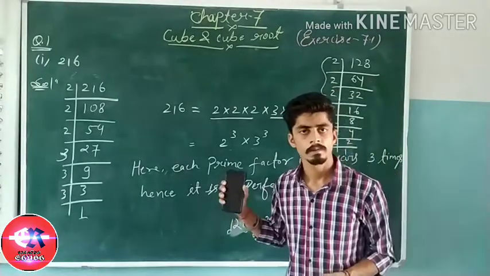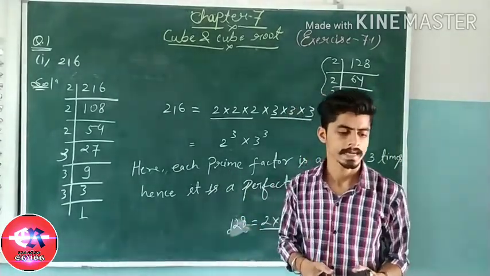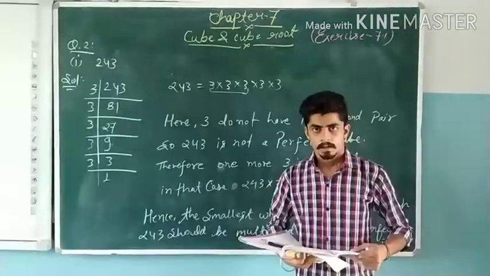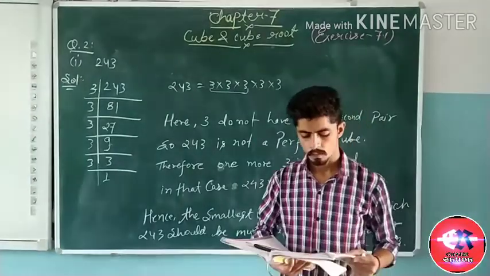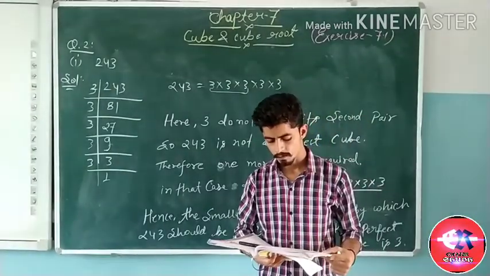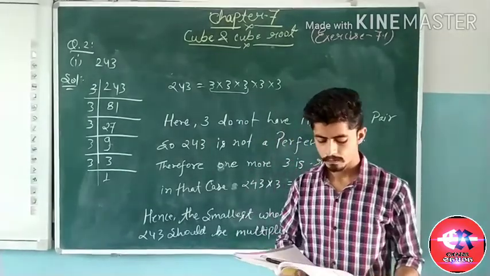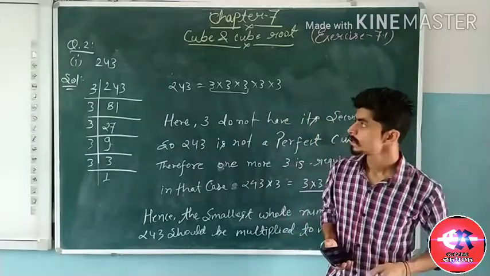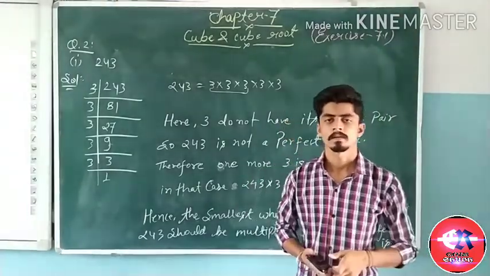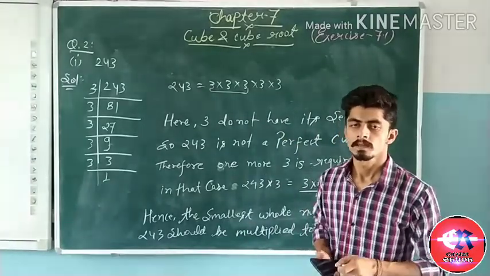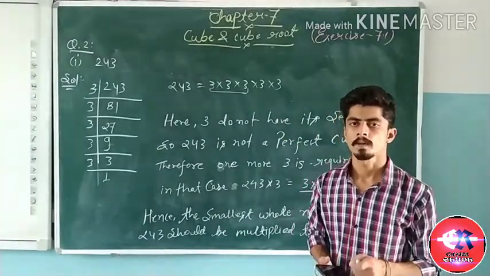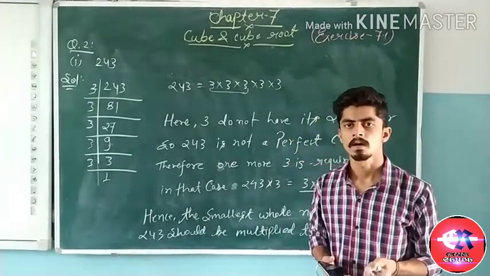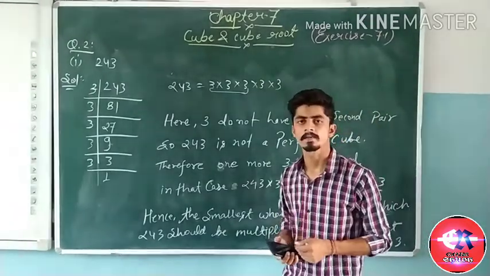So that's all for question number 1, and the rest of the questions, third, fourth, fifth, you have to do by yourself by the same method. So the next question is question number 2. Find the smallest number by which each of the following numbers must be multiplied to obtain a perfect cube. That means in question number 2, whatever numbers are given here are not a perfect cube of any number. So which number do we have to multiply with it to make it a perfect cube.